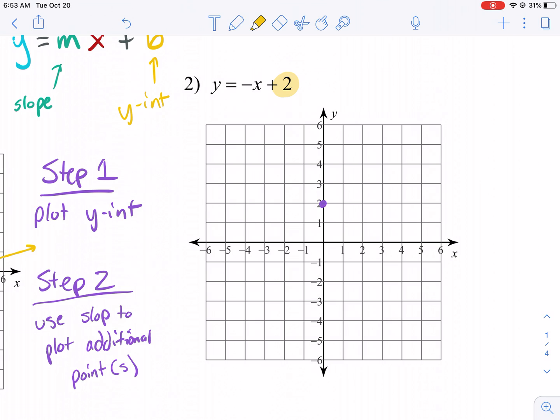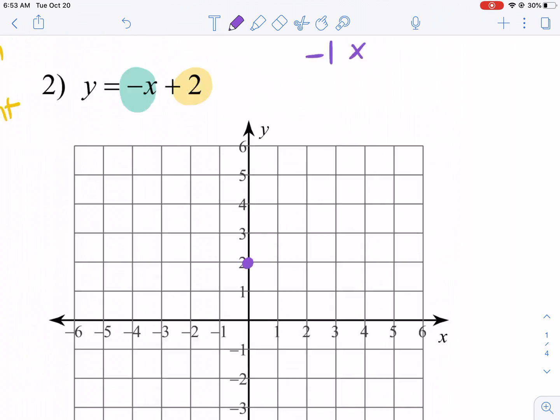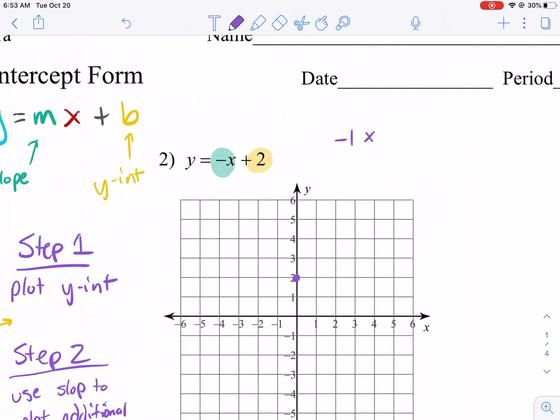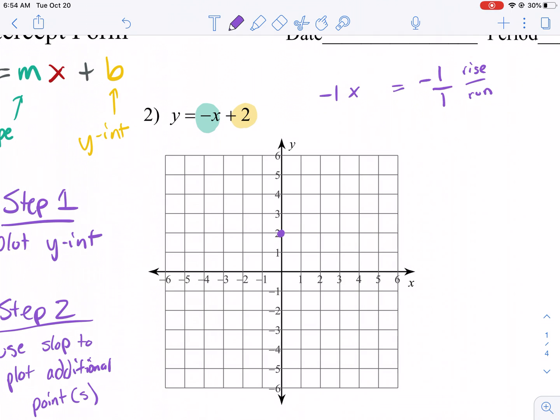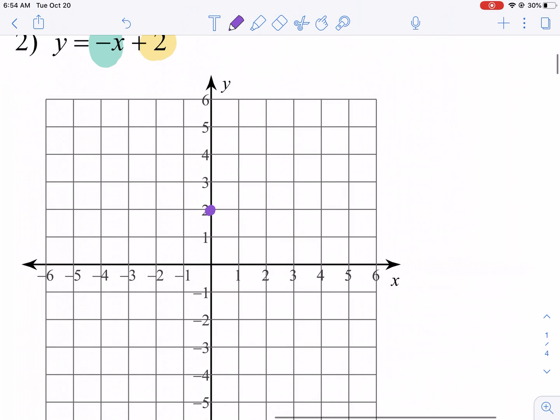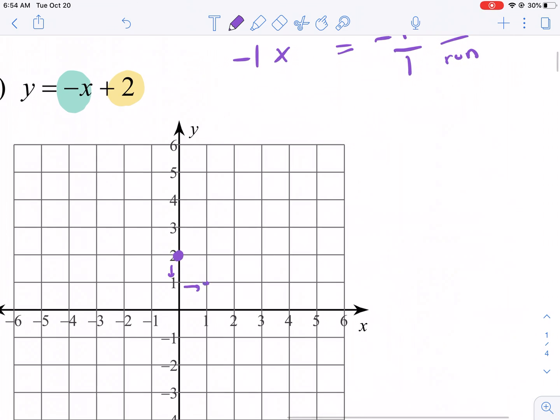Now, negative x, what does that mean? Well, that's our slope. So what number could be in front of the x? Well, that would be a -1 times x. If we want, we can always change integers so that they are a fraction, so you recognize the rise over the run. So that's equal to -1 over 1, and so -1 is our rise, and +1 is our run. I always put the negative in the top. So now I'm going to go down 1 unit, and I'm going to go to the right 1 unit, because that's my run. And there I go.